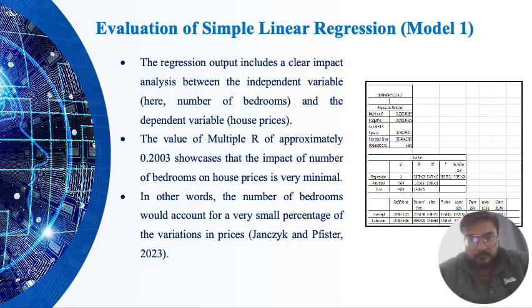The next slide. Evaluation of simple linear regression. So the regression output includes a clear impact analysis between the independent variable and the value of multiple R of approximately 0.2003, showcasing that the impact of number of bedrooms on house price is very minimal. In other words, the number of bedrooms would account for a very small percentage of the variation in price. Next slide.